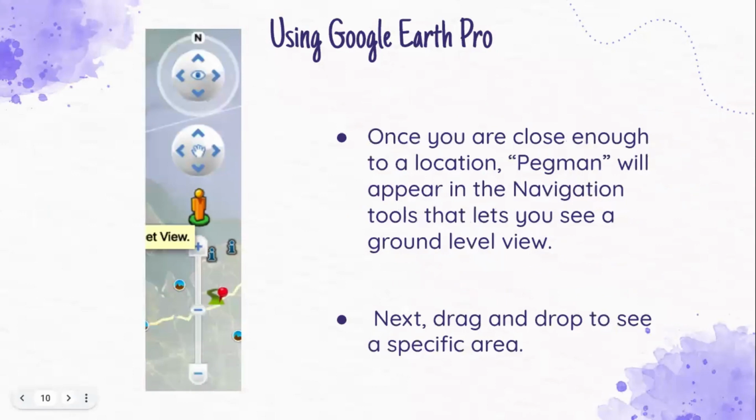Once you are close enough to a location, Pegman will appear in the navigation tools that lets you see a ground level view. All you have to do is drag and drop to see a specific area.